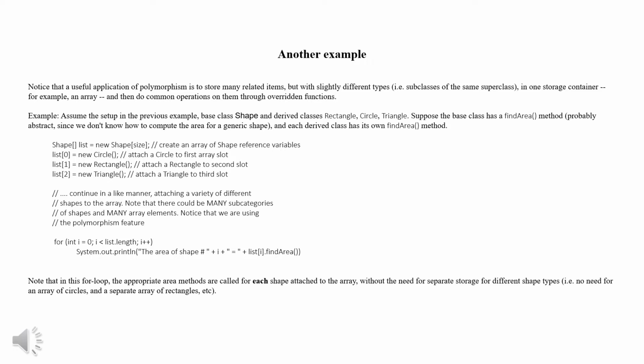Now I know that I have the method find area inside the shape, or probably this method is overridden for each subclass, right? So now by having this array, I can easily run find area method for all of these objects just by implementing it through one for loop.